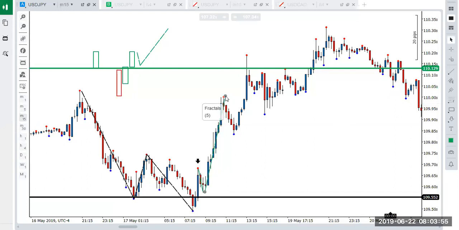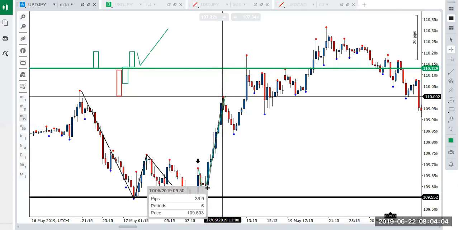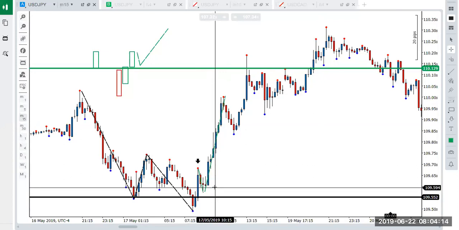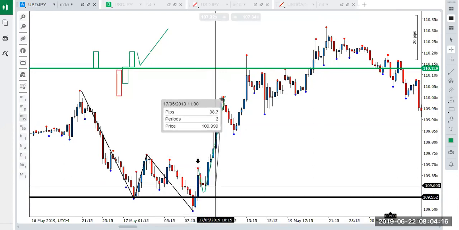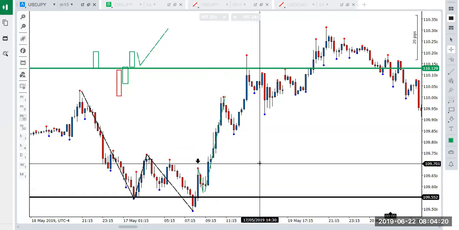And look at this move now, guys. See, if you came out at the previous high, this is US yen, so it's not a whole lot of pips, but 40 pips on the US yen is a lot of pips. This is 43 pips, and you had opportunity to enter here and here and here to easily multiply that profit.